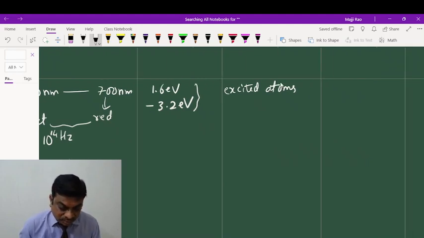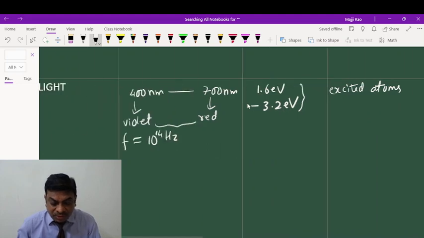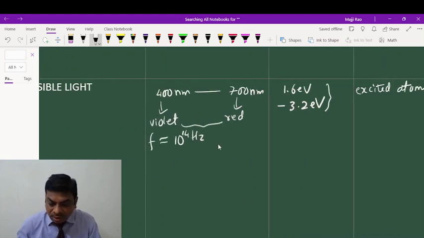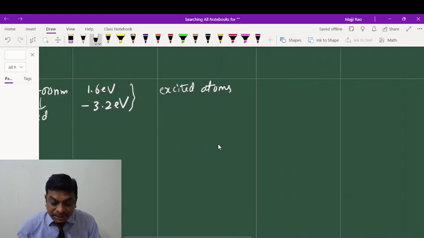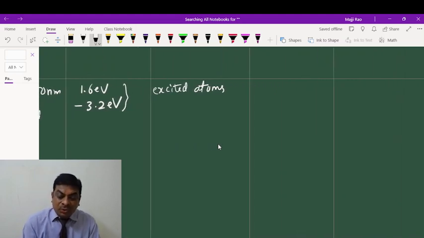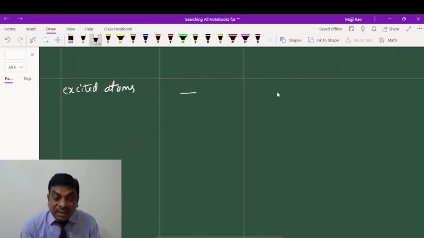Okay, students? Right. Now coming to applications. We are discussing visible light. Uses I am just leaving, because we all know the different uses. And as far as detector is concerned, we can use a photographic plate.